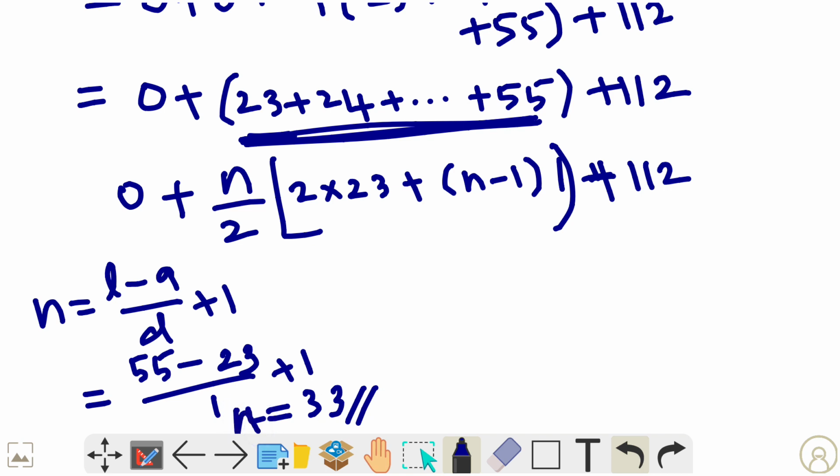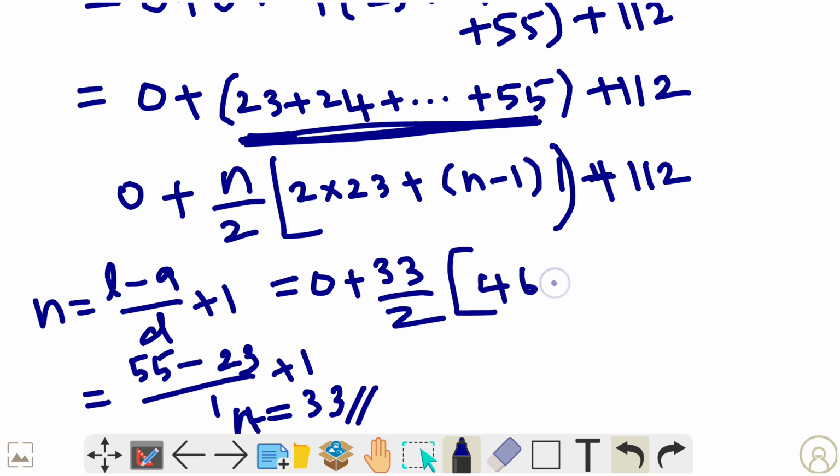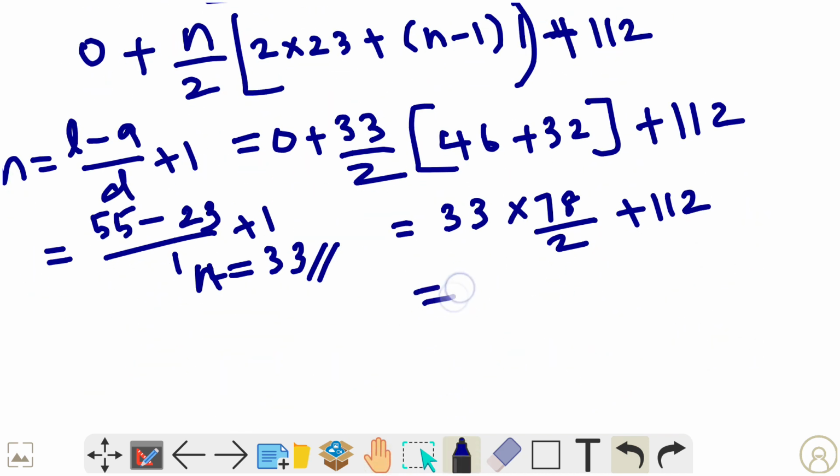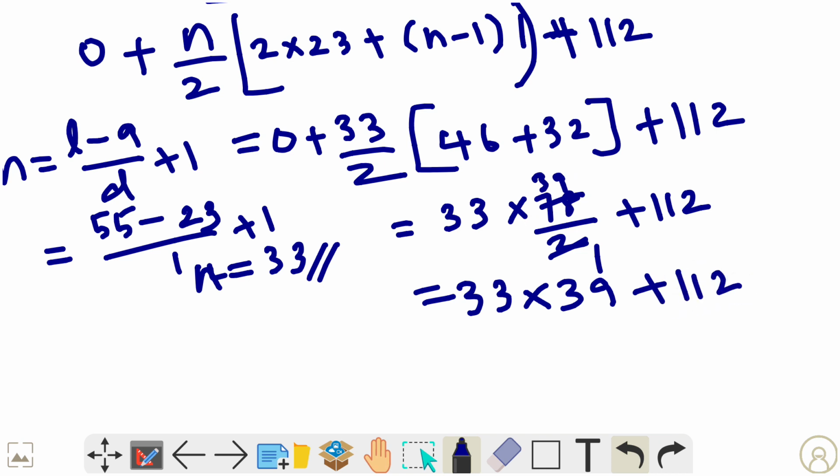You should put n equal to 33 here. So 0 plus 33 divided by 2 into 2 into 23, that is 46, plus 32, plus 112. So 33 into 78 divided by 2 plus 112. So 33 into 39; 39 2s are 78, plus 112. So the result is 1399. So this is the result.